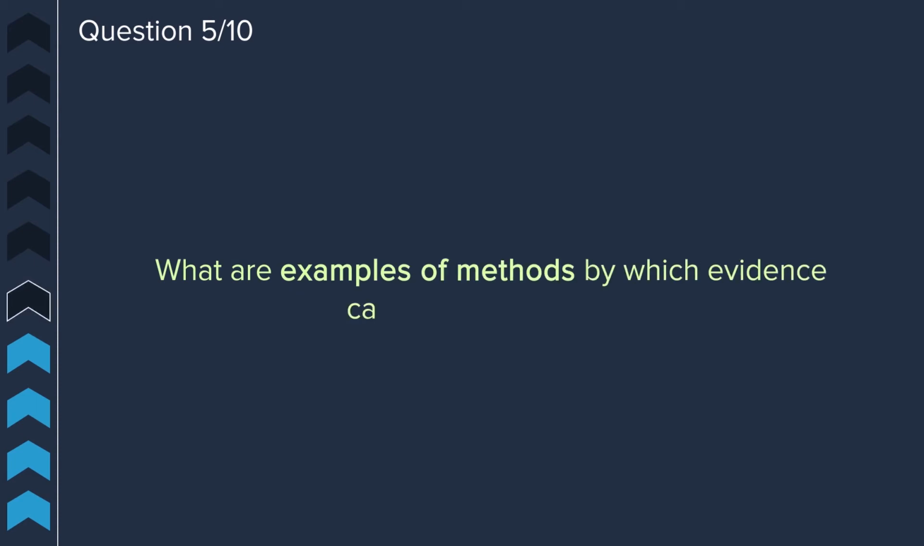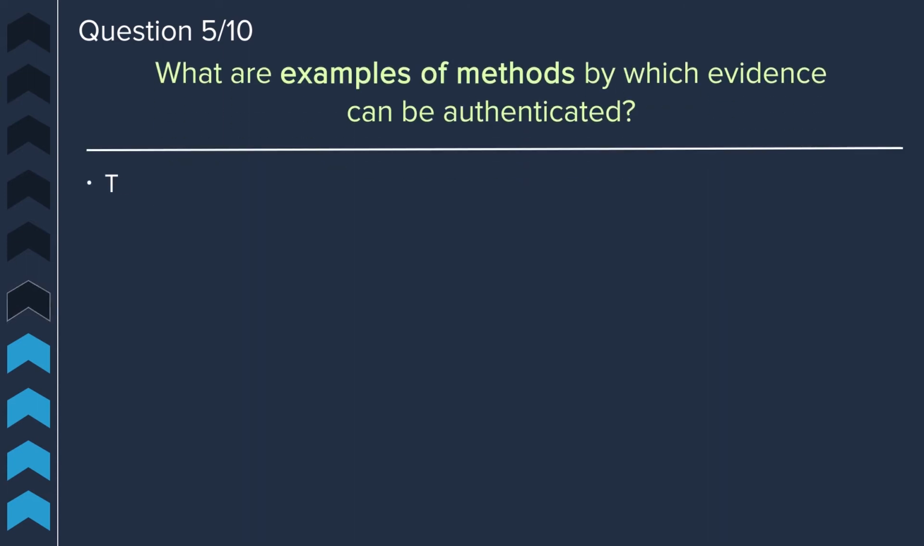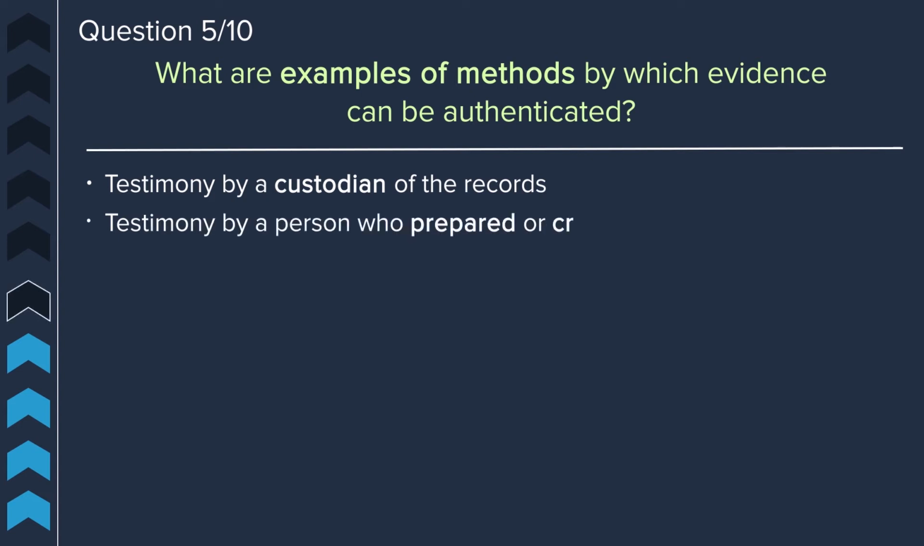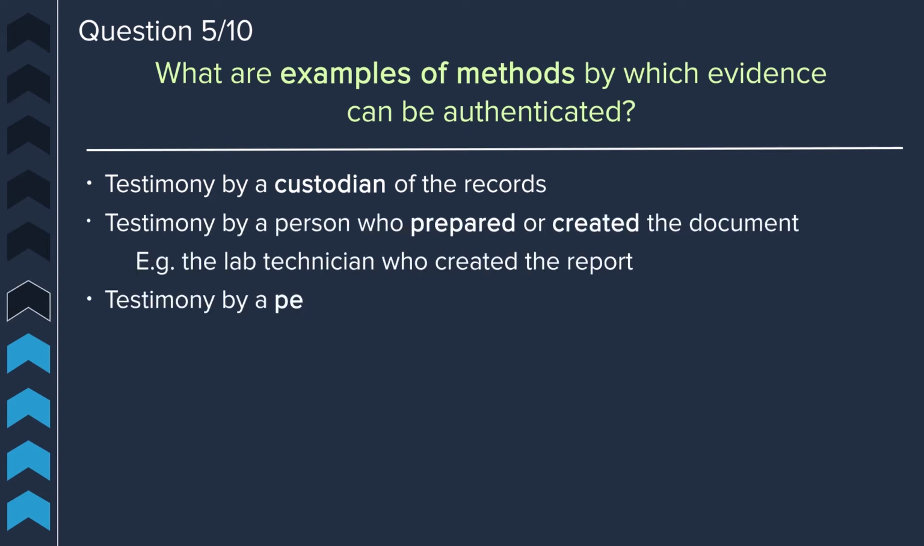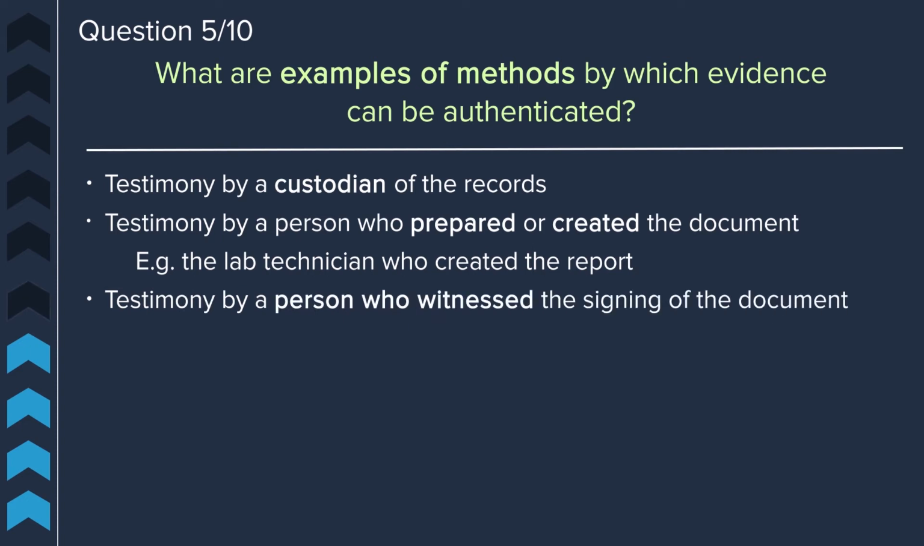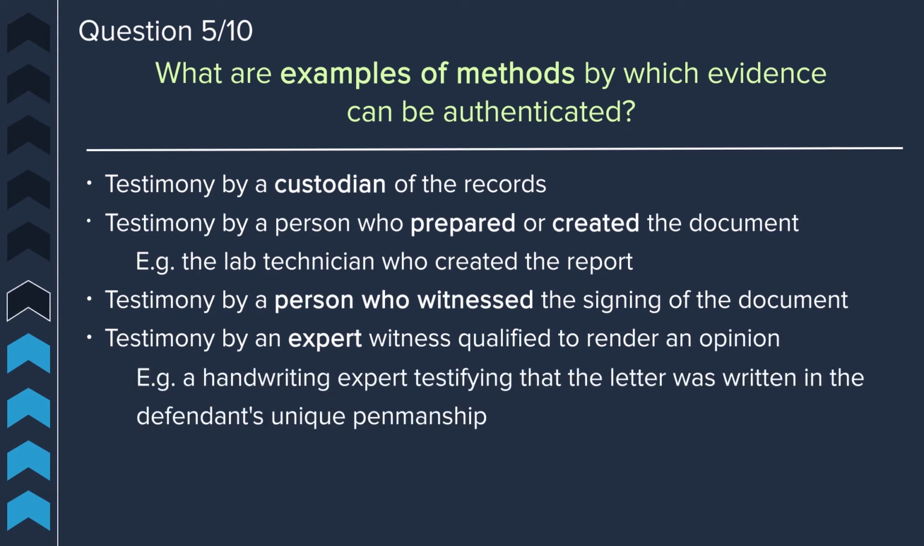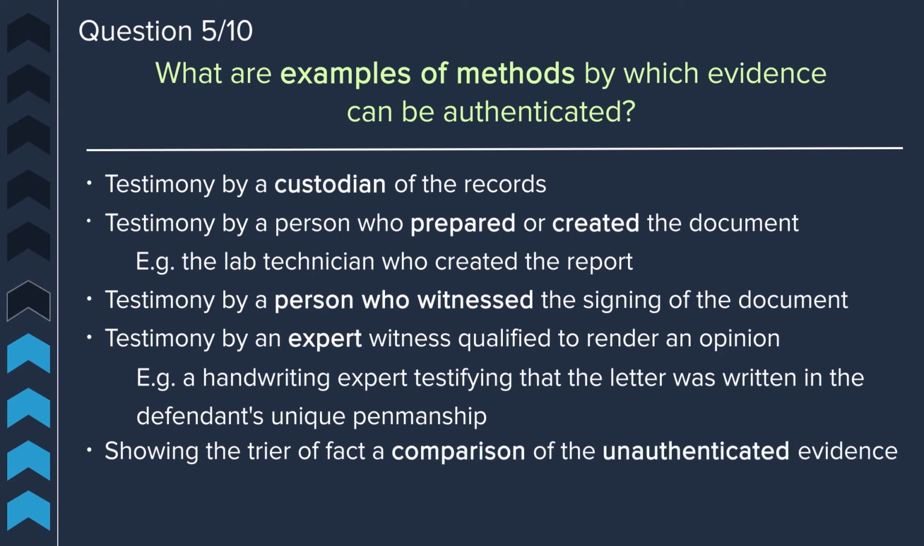Question 5. What are examples of methods by which evidence can be authenticated? According to Federal Rule 901, evidence can be authenticated by either testimony by a custodian of records, testimony by a person who prepared or created the document, testimony by someone who witnessed the signing of the document, or by an expert witness who's qualified to give an opinion, or by showing the trier of fact, the jury, a comparison of the unauthenticated evidence with an authenticated specimen.